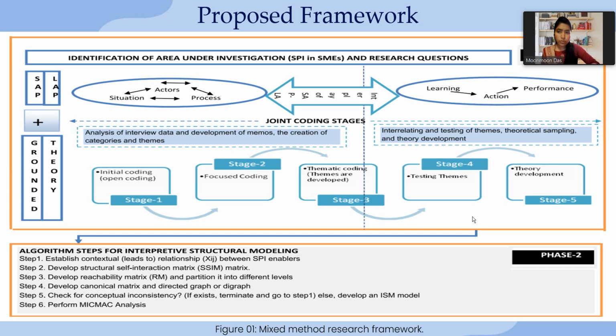Here is the proposed framework. This proposed framework is based on these two phases. Phase 1, qualitative data collection and analysis, is conducted through a literature review to identify the enablers that affect SPI in software SMEs, and semi-structured interviews with experts in the field of software process improvement to validate and refine the identified enablers. And here are the 5 stages. Stage 1, initial coding, focused coding, thematic coding, testing themes, and finally theory development.